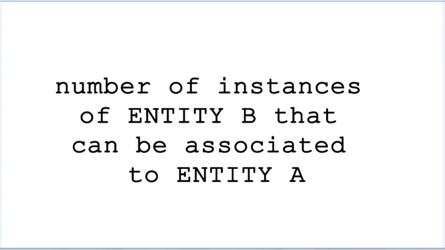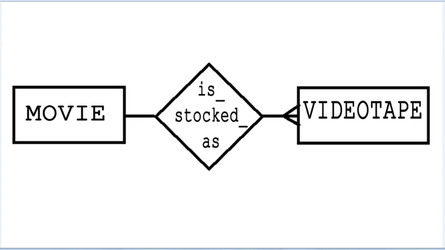And now, we will discuss cardinality. Cardinality of a relationship is the number of instances of entity B that can be associated to entity A. An example is like this. Clearly, a video store may stock more than one videotape of a given movie.